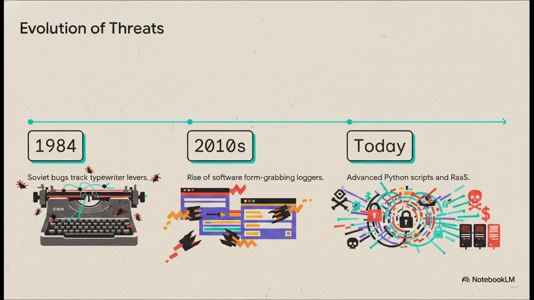Now, what is absolutely fascinating to me is how these threats have evolved over time. Get this, back in 1984, the Soviet Union actually bugged IBM Selectric typewriters at the US Embassy to track the physical movement of the levers. Crazy, right? Fast forward to today, and the whole landscape is dominated by sophisticated software like advanced Python scripts and ransomware as a service. Yes, malicious developers are quite literally renting out their cyber weapons to other criminals.